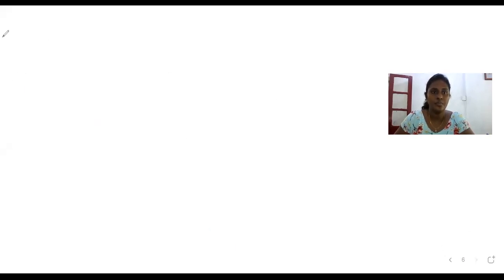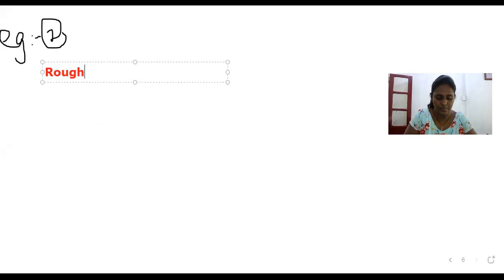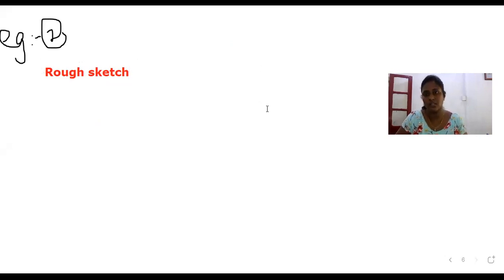Now let's do example 2. First of all, we'll get the rough sketch. Once you get such questions in the exams also, do the rough sketch not in the rough paper, but in your proper paper itself. When we make the rough sketch, we won't measure exact values. We just mentally refer to the values and put them in.